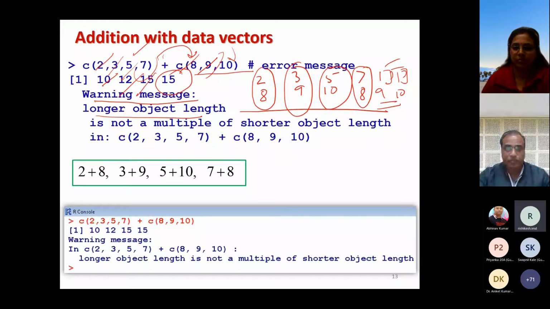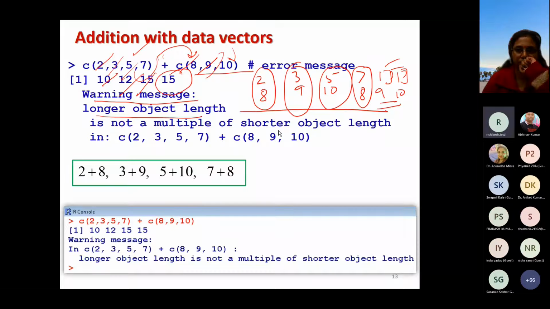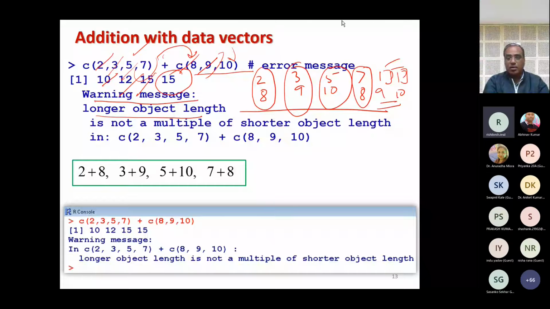So now, once you have understood how R works with this, in case you are dealing with subtraction, multiplication, or division instead of addition, there should not be any problem as such.